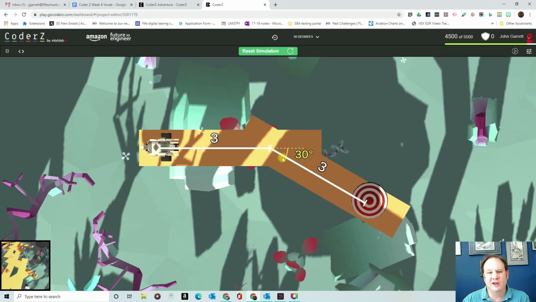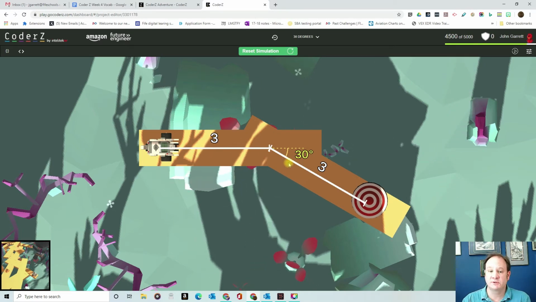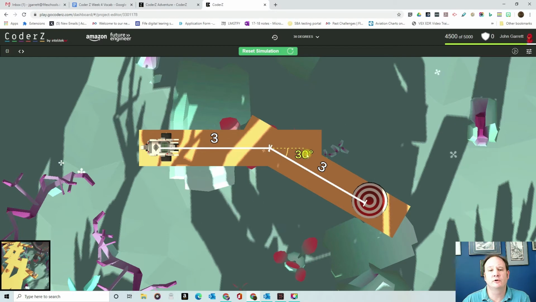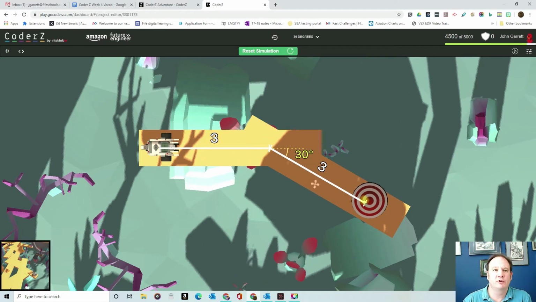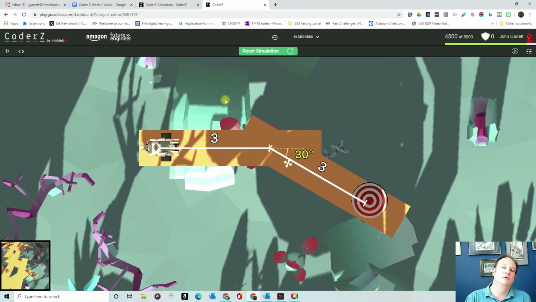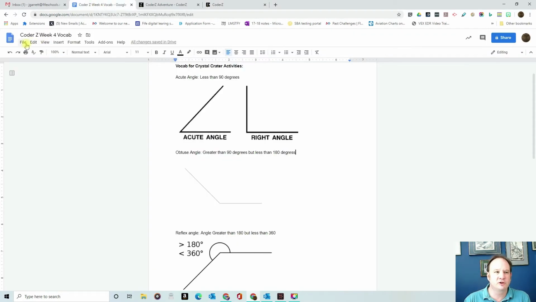I got to do, what kind of angle is this? What kind of angle is that? 30-degree angle, that's right. Okay, I got to turn to the right 30 degrees and then go another 3 meters. Now, you may think, why do I got to do pseudocode for this?